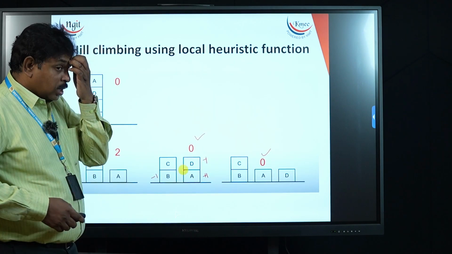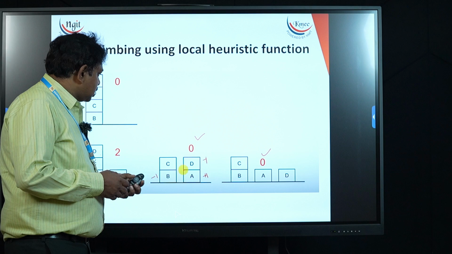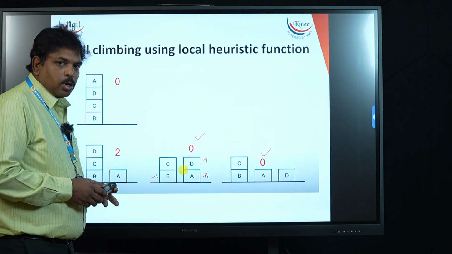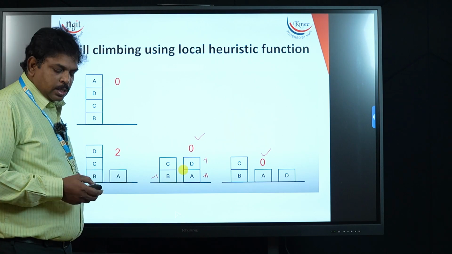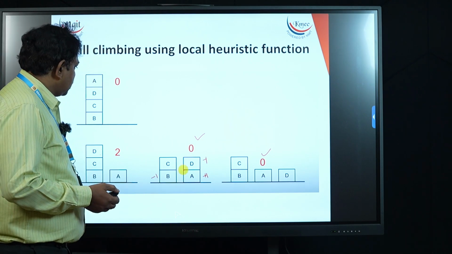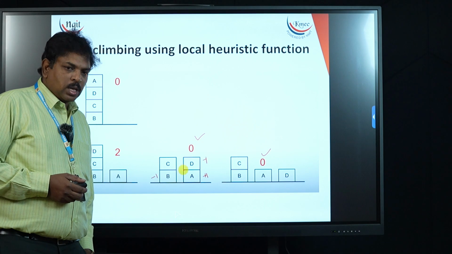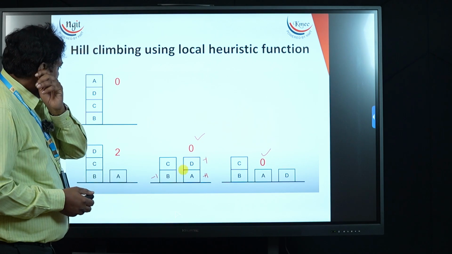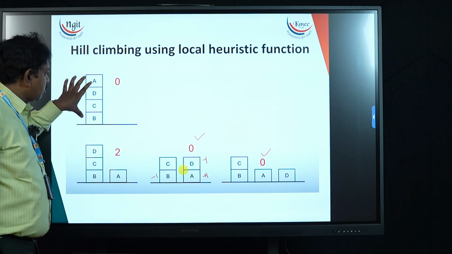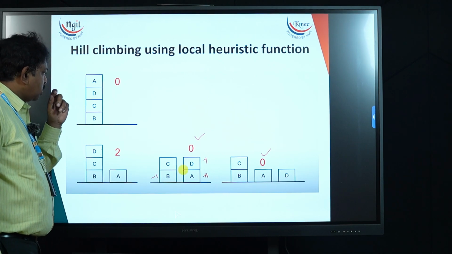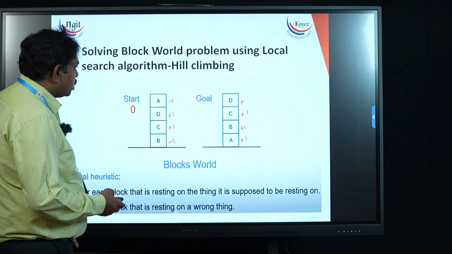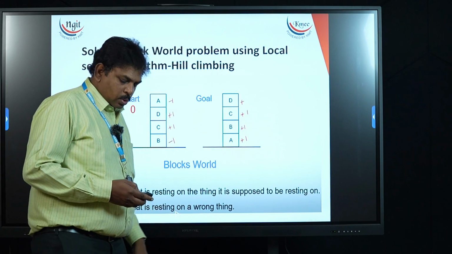This is how I first represented my problem using some constraints. That is why local search algorithms are basically constraint satisfaction problems. I have given some constraints. Now this is the starting state of my problem, with value 0, and I want to reach the goal state, which is 4.